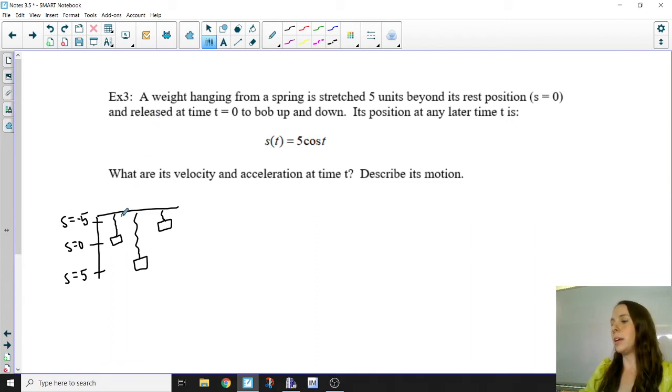Now the reason I know to use the numbers 5 and -5 for the stretched and retracted position, by the way, I'm going to label these with words: rest, stretched, and retracted, is because of what this 5 cosine of t function looks like.